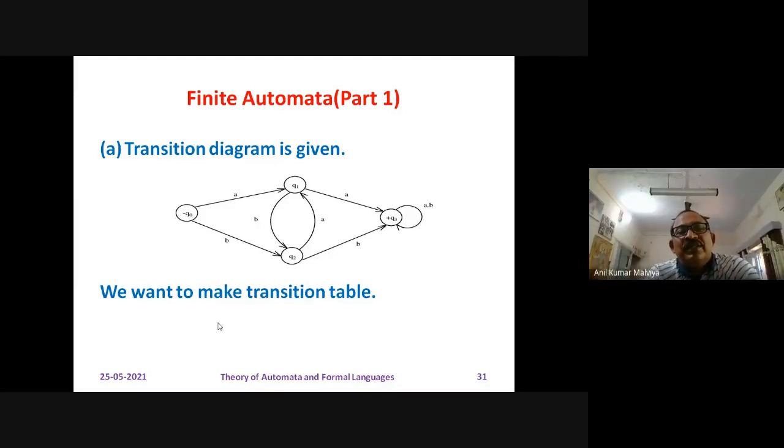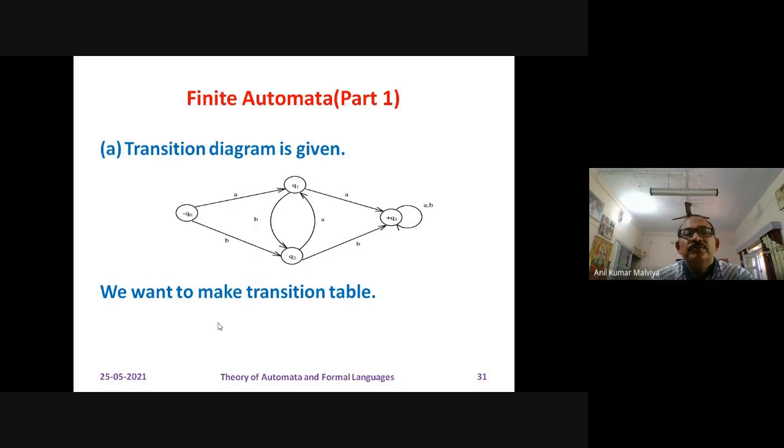So suppose the transition diagram is given and you want to make a transition table. So how will you make? To see the diagram, here you can see there are 4 states: Q0, Q1, Q2 and Q3. Okay, so make a table of 4 rows.